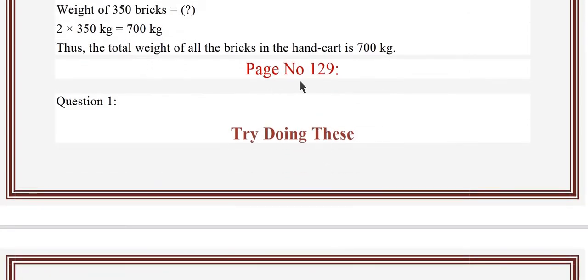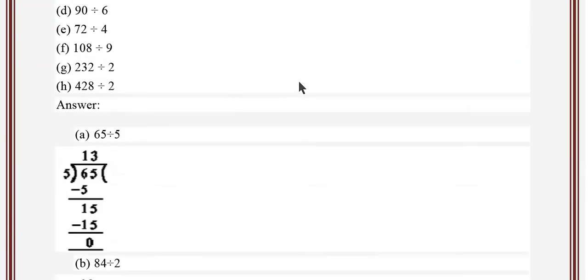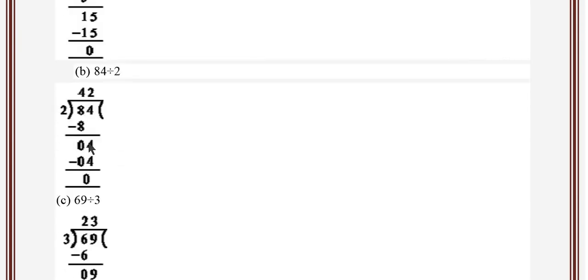Page number 129. Try doing this. 65 divided by 5. 5 ones are 5. 6 minus 5 we get 1 and again we write here 5. 5 threes are 15. 15 minus 15 is equal to 0. Means 65 divided by 5 is equal to 13. Now second, 84 divided by 2. 2 fours are 8.